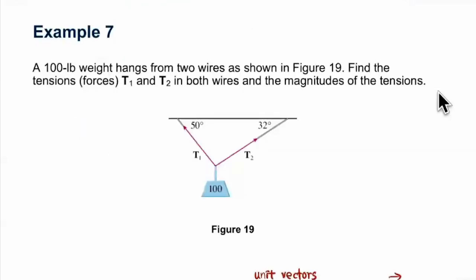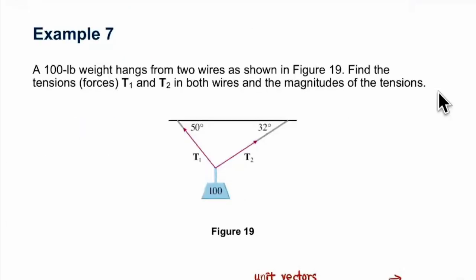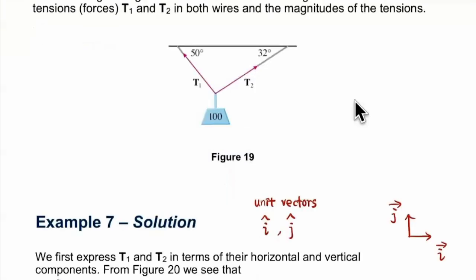Okay, now what do we have? I'm going to ask Caroline, could you read this? A 100-pound weight is hanging from 2 wires as shown in figure number 2. Find the tension forces T1 and T2 in both wires. Oh, okay, very good.